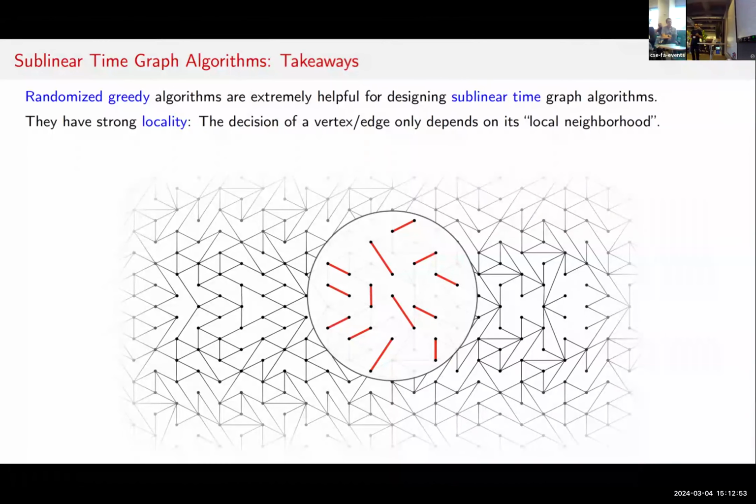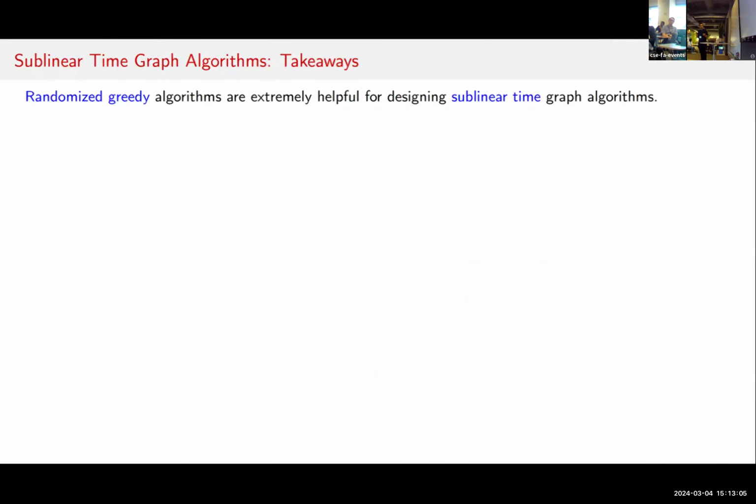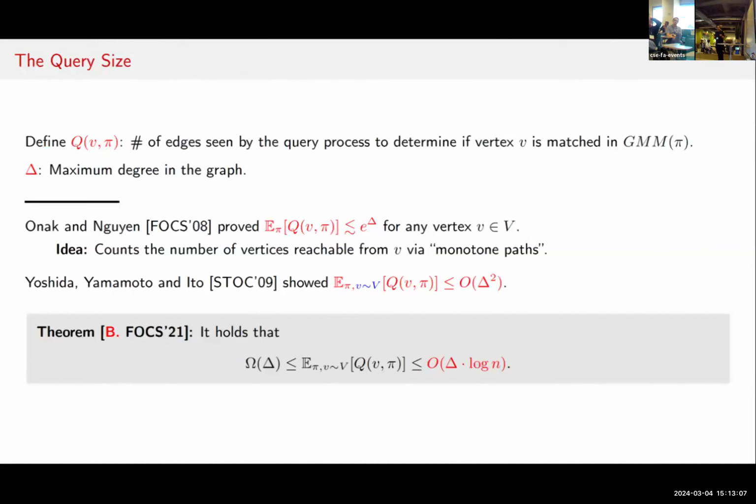So it's just an analysis, almost. Yeah. You mentioned that the Onat and Weiyun thing was for any vertex. It's for any vertex. The two follow-ups crucially use the fact that the starting vertex is random. And do we have a better sense of whether we can get the correct answer for any vertex?